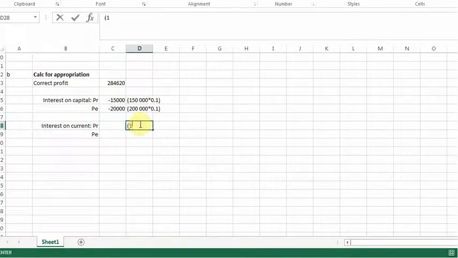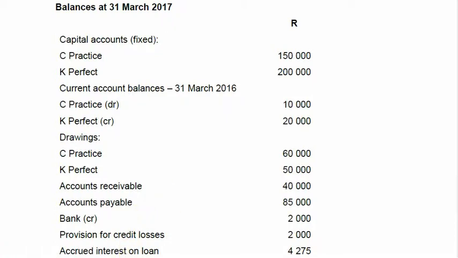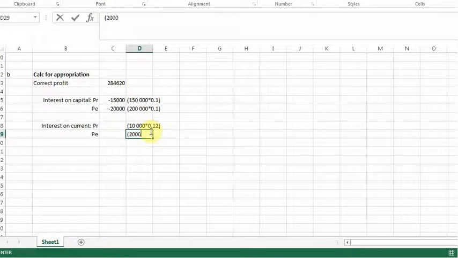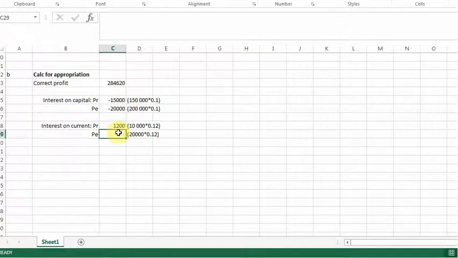So for the first one, I'm going to say 10,000 at 12%. For the second one, 20,000 at 12%. So I get to an answer there of 1,200 and 2,400. Then I need to remember this was a negative balance, so therefore the business will earn the 1,200, but this was a positive balance, so therefore they will have to pay the interest on the current account to the partner.